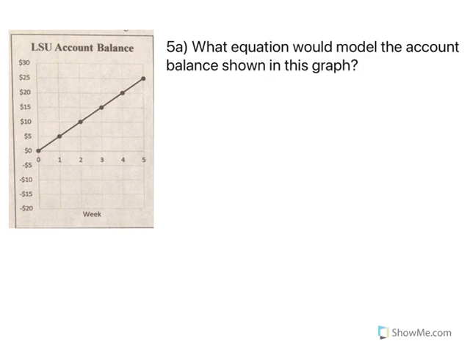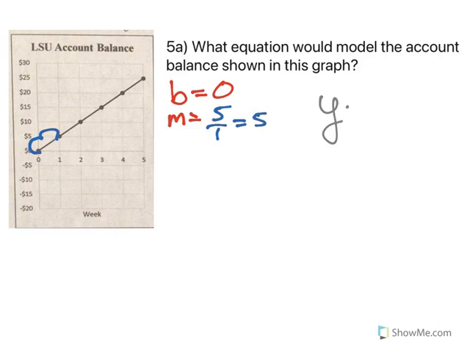Let's do some of these. What equation would model the account balance shown in this graph? Well, we need the slope, we need the y-intercept. I said those backwards, but work with me. So the y-intercept is where our graph crosses the y-axis, and in this case, it's 0. The slope, we find that by saying, okay, from one point to the next, how much do I go up? So first we do vertical change. So point to point, I go up 5 and over 1. So the slope is 5 over 1, which is 5.